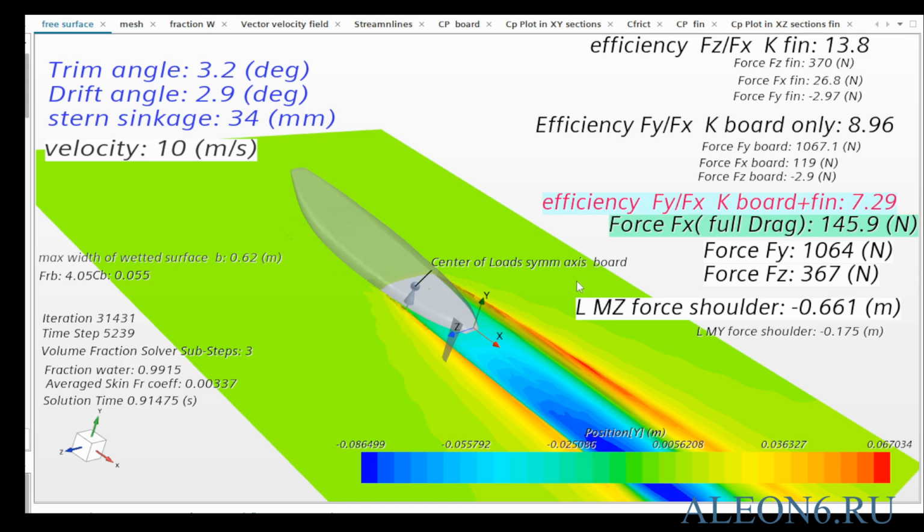The goal of the simulation is to determine the required trim angle, drift angle, and stern sinkage at a given speed to achieve the specified values, already marked on the white background: a lift force of 1064 newtons, equivalent to 108.5 kilograms of supported weight, and a drift resistance force of 367 newtons. The center of pressure is also specified to be located approximately 66 centimeters from the stern.